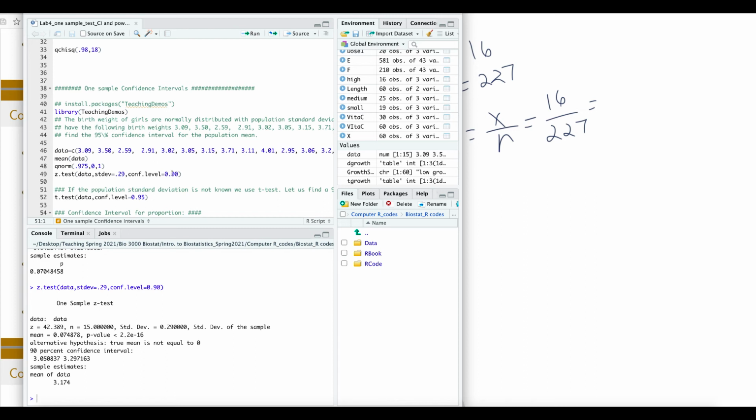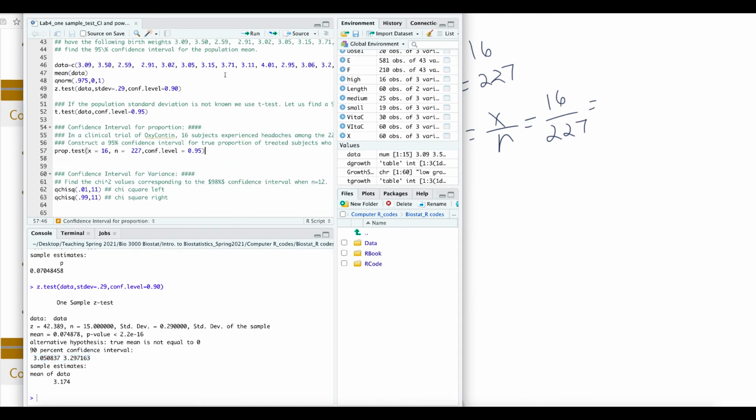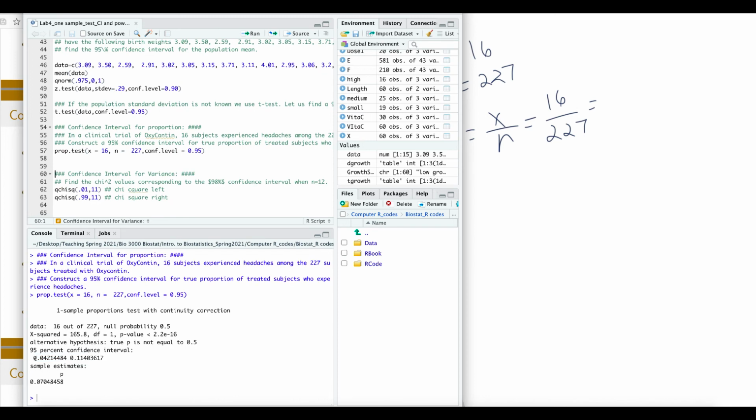95% of the time, this is 90, right? So 90% of the time, that sample mean will fall between these two numbers. That's another way of interpreting. Okay, 90% of the time, the sample means will fall between these two numbers. That's what it means.